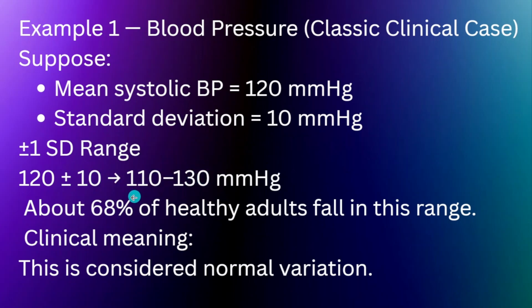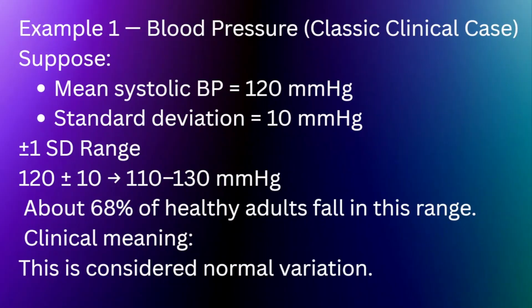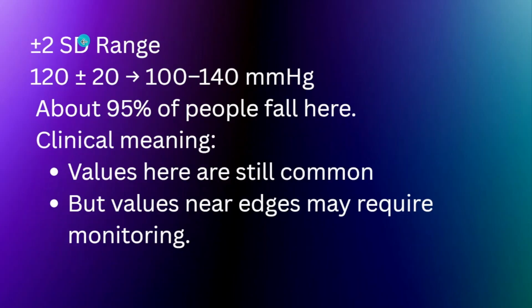That means 68%. Remember the image we had. 68% of the data falls between -1 and 1. So 68% of healthy individuals fall in this range. That's normal.